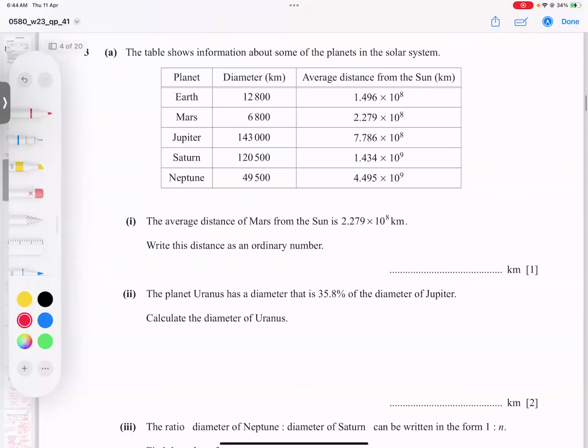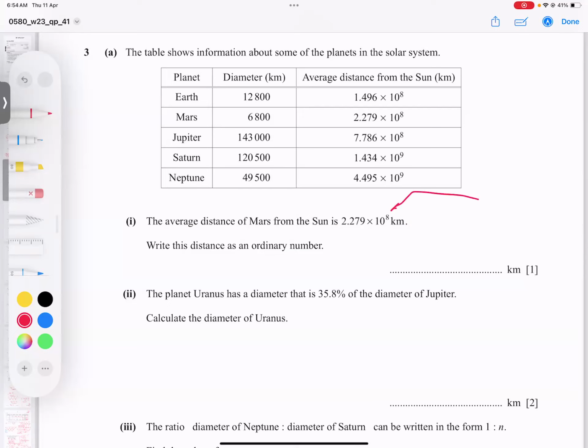So let's go for the next question. Question number 3 says what here? The average distance of Mars from the sun is this much, in kilometers. Write this distance as an ordinary number. This is called standard form, or exponential form. We have to convert it back into an ordinary number. How can we do it?